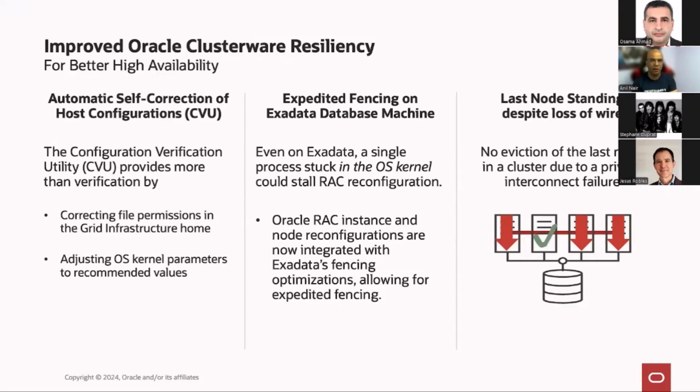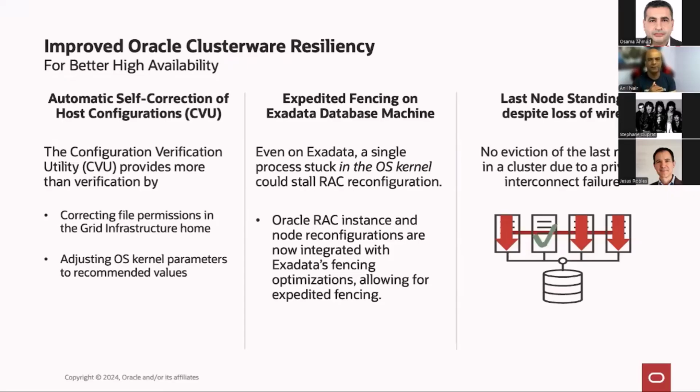I talked about this in a whole one-hour session I have done on all this clusterware resiliency. So if you want, you can look at that. But this is one of the ideas that I've done. The second part is adjusting the OS kernel parameters. So if you apply a new OS update or patch, and it changes some important thing that the database needs, then CVU can automatically change that and make it the recommended value.